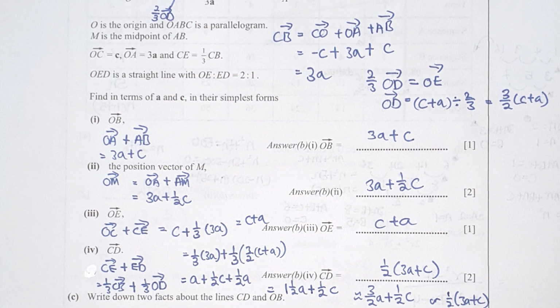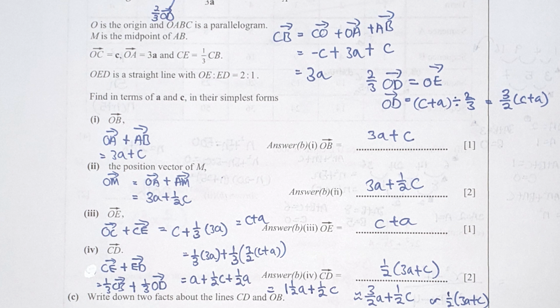So for OB, we'll be taking OA plus AB, which is 3A plus C. For position vector of M, we'll be taking OA plus AM, which results in A plus 1 over 2 C. For OE, as stated earlier, OC plus CE equals to C plus 1 over 3 of 3A. After the calculation, you will get your results as C plus A.